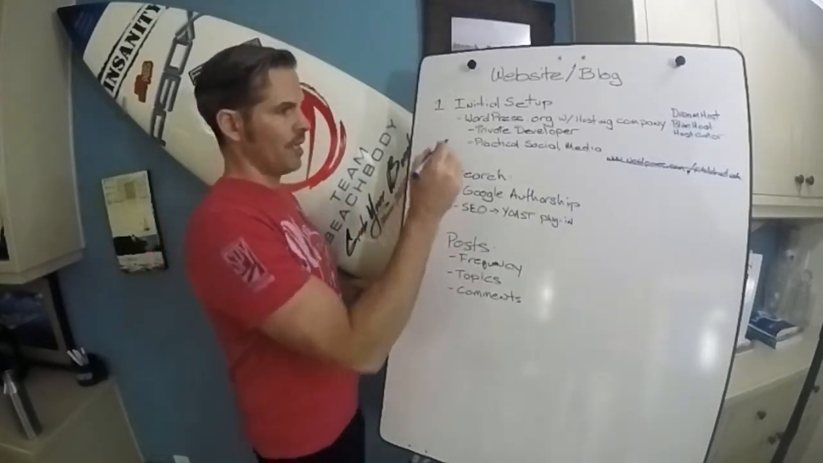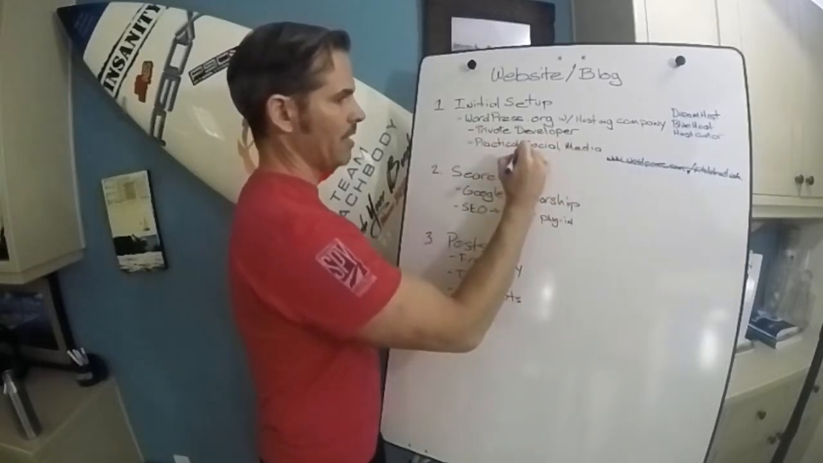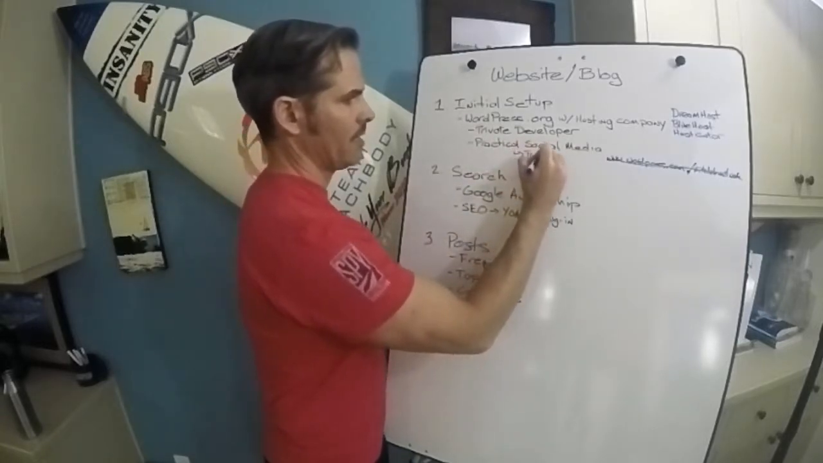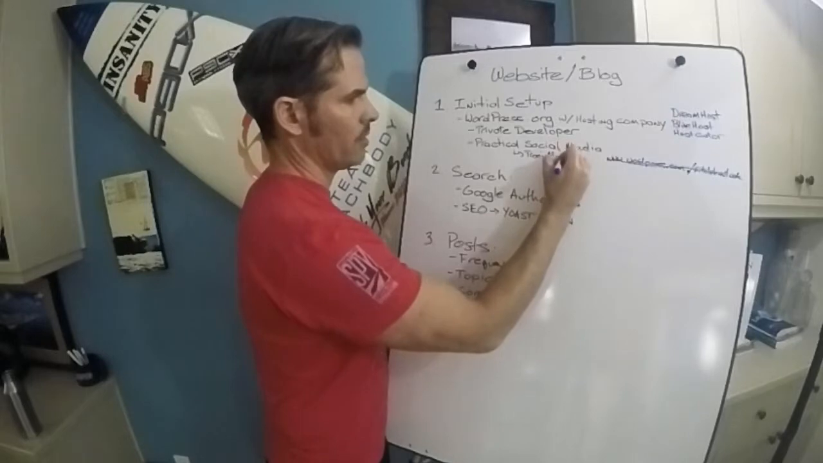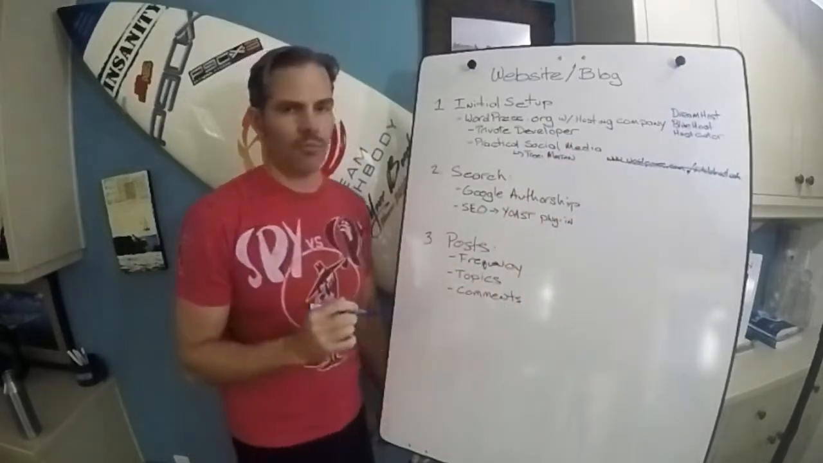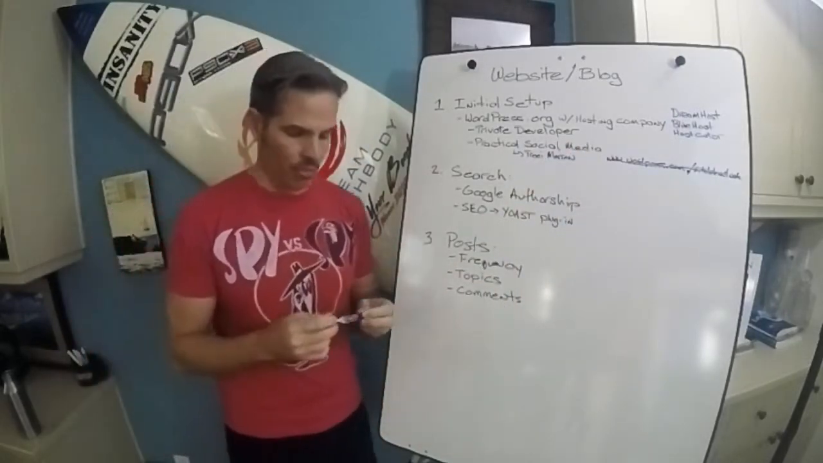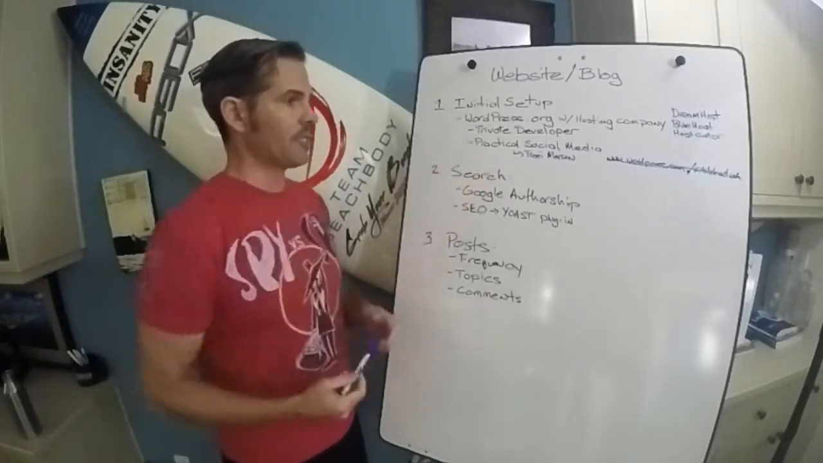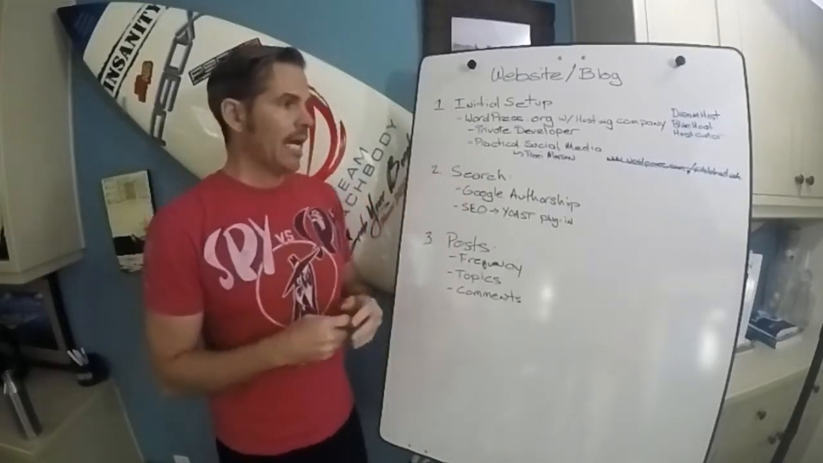If you just Google practical social media, Tracy Morrow. If you don't know Tracy, she's one of our CAB members and a founding coach, and she worked a deal out with Steve McDonald, who owns Practical Social Media, and it's cheap.